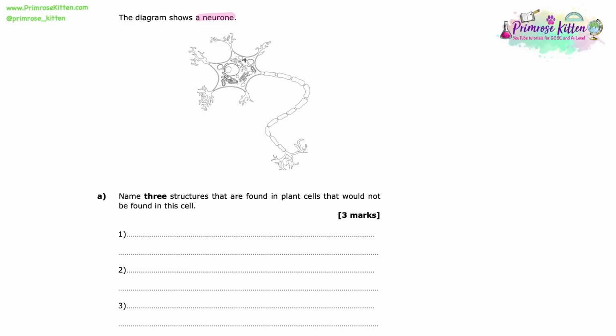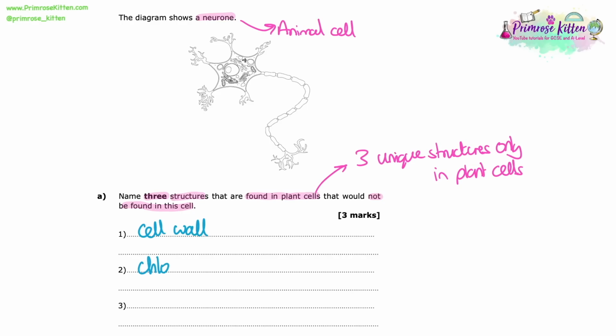The diagram shows a neuron. Name 3 structures that are found in plant cells that would not be found in this cell. So hopefully we should know that a neuron is an animal cell, but you can see that by some clues in the picture as well. But really, this question is just asking you what are the 3 unique structures to plant cells that we can't find in animal cells. So it's the cell wall, chloroplasts, and a permanent vacuole.